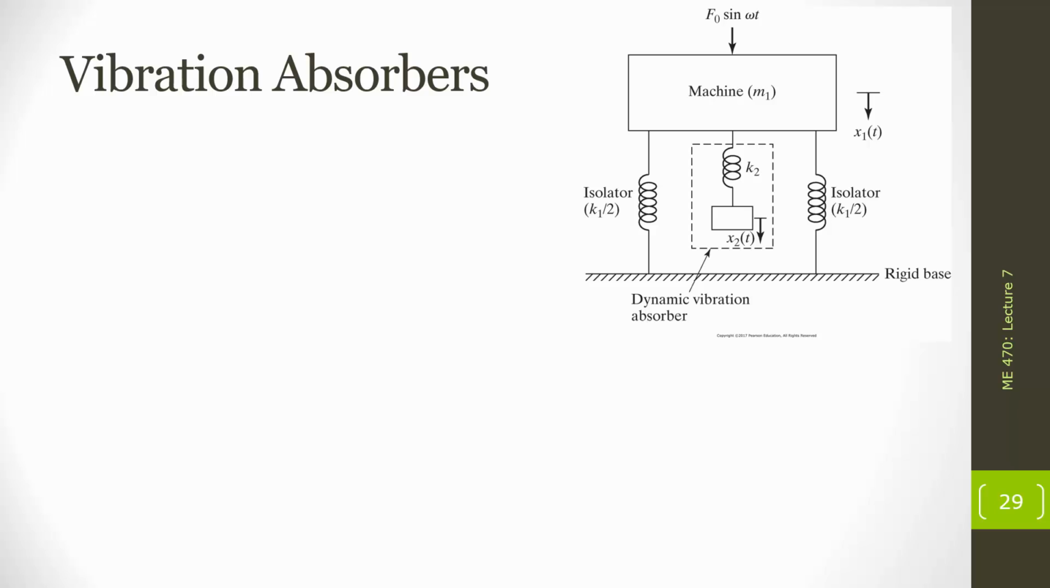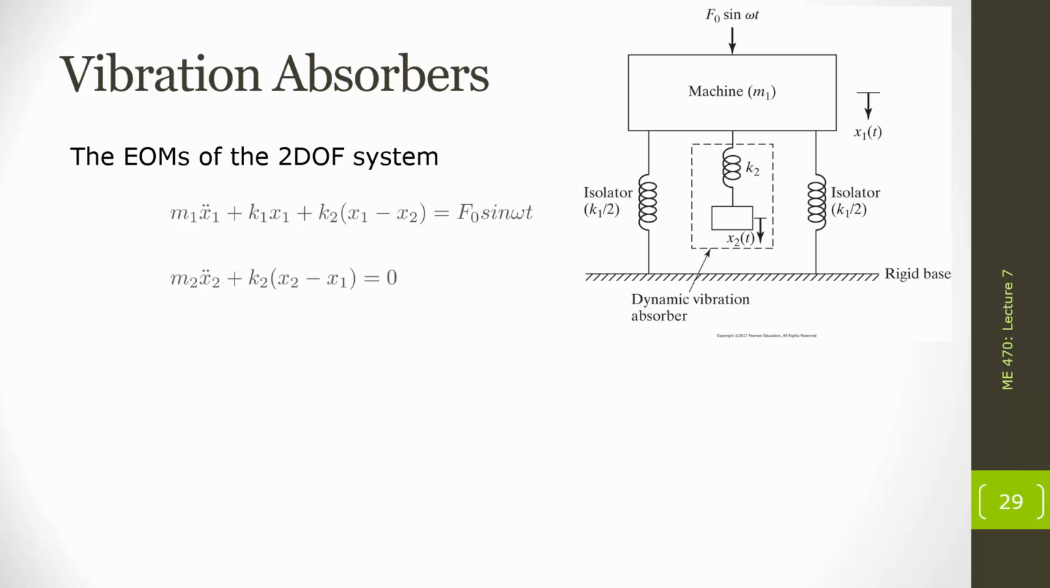So now we're going to have 2 equations of motion as we are going to have 2 independent degrees of freedom in our new system. We have x1 and we have x2. So we can get the equations of motion for this 2 degree of freedom system now using Newton's laws or Lagrange's equations, either one that we're interested in applying.